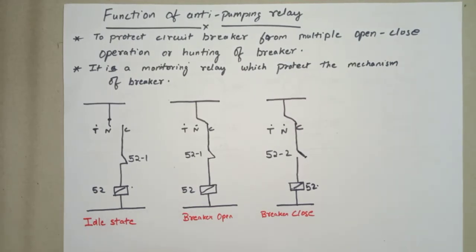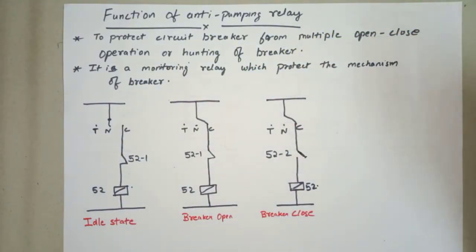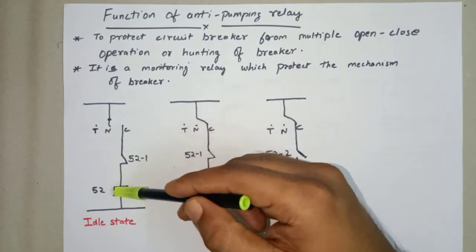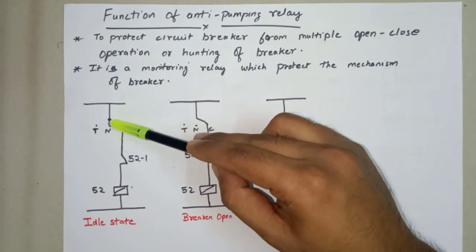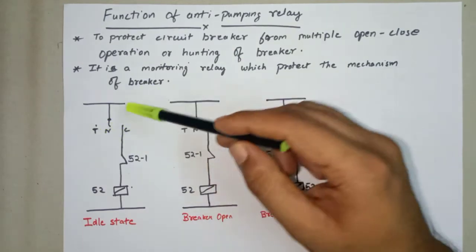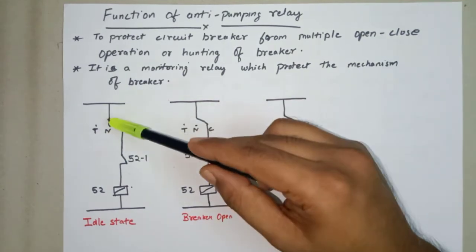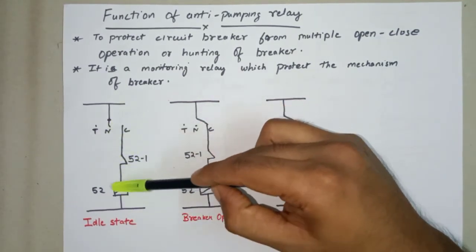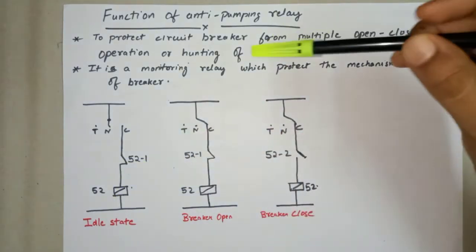Now to understand the function of the anti-pumping relay, first we will see what is this hunting of breaker. Now I have drawn here a simple circuit diagram of this breaker closing coil, and its close command is issued through a TNC switch. TNC switch is short form for trip neutral close switch. Now this is the ideal state when no close command is issued. This is the breaker closing coil and this is the self-isolating NC contact of the breaker.